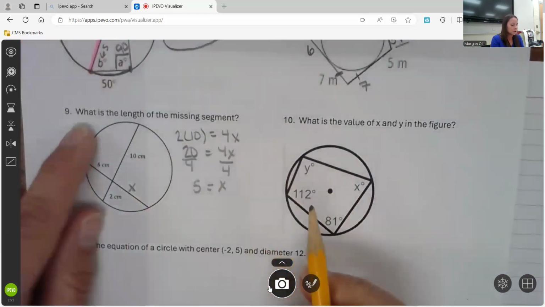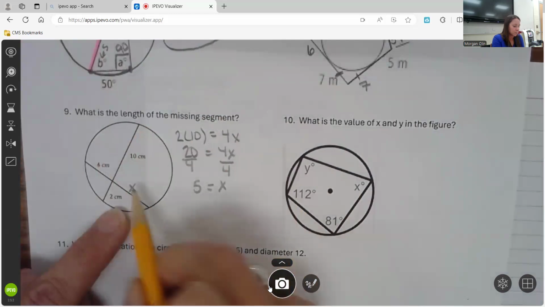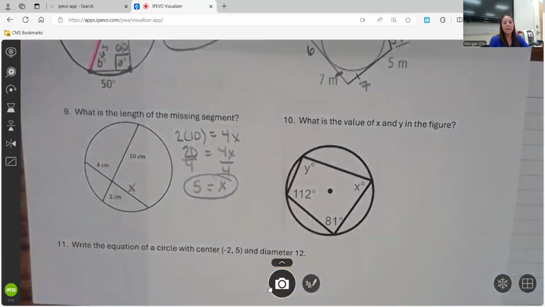All right, just make sure what's the length of the missing segment. Missing segment was that. So yes, it's 5. Again, always go back to the question. All right, now in number 10, what is the value of X and Y in the figure?